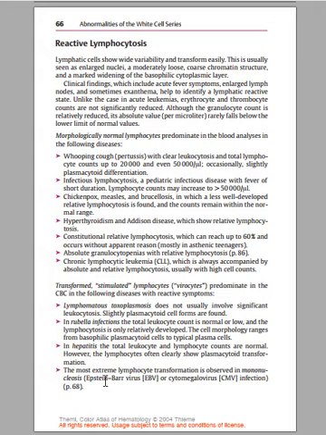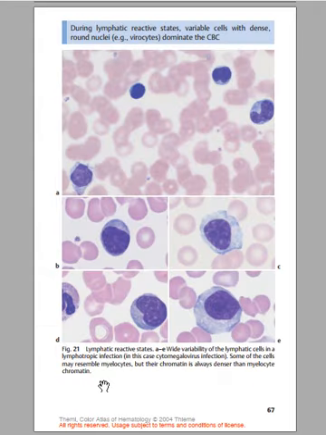So all that is involved with reactive lymphocytosis. Now, in this diagram, you're going to see a lymphatic reactive state. Is it clear? Diagrams A to E show a wide variability in the lymphatic cells. So in this case, you have a cytomegalovirus infection.